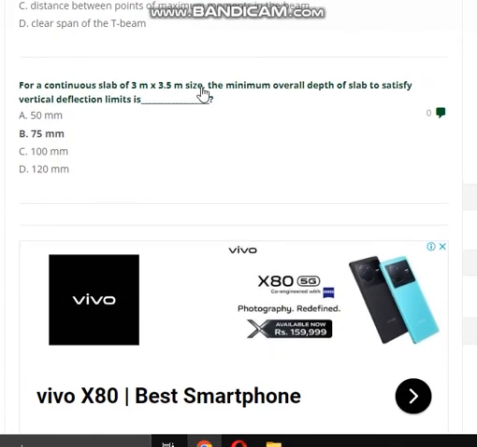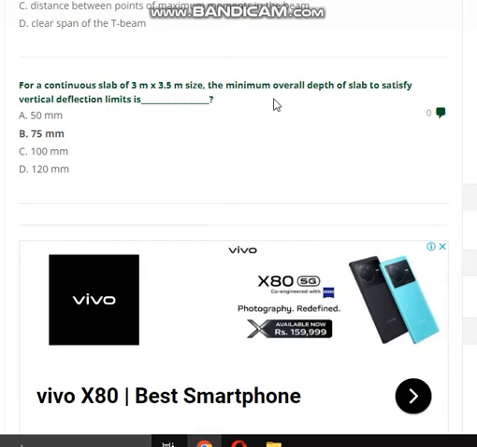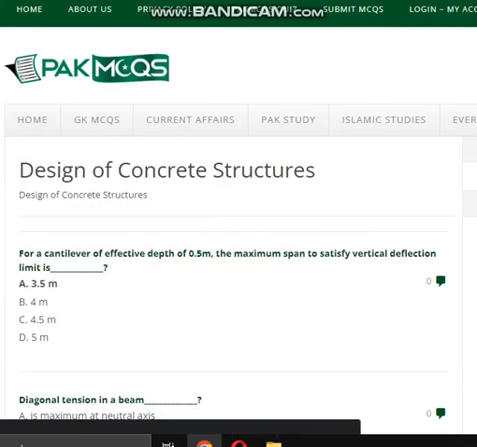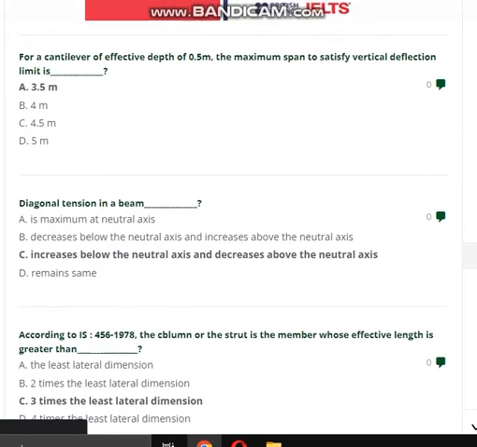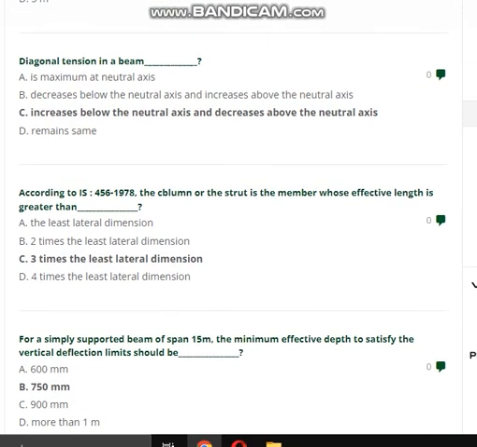For continuous slab 3 meter multiplied by 3.5 meter size, the minimum overall depth of slab to satisfy vertical deflection limit is 75 mm. For a cantilever of effective depth of 0.5, the maximum span to satisfy vertical deflection limit is 3.5 meter. Diagonal tension in beam increases below the neutral axis and decreases above the neutral axis.